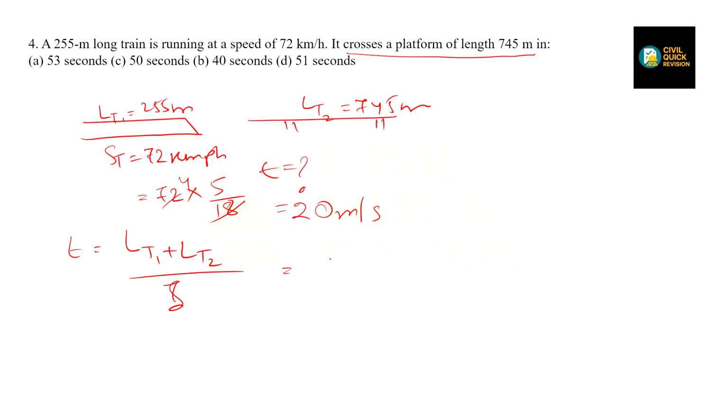Length of train how much? 255 plus length of the platform how much? 745 divided by how much? Speed is 20. So we'll just calculate it. 255 plus 745 how much? 1000 divided by 20. This is 50 seconds.